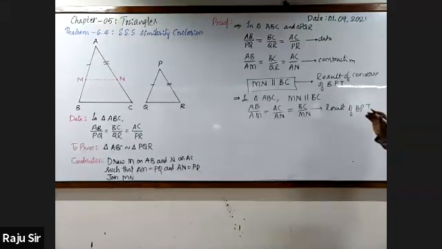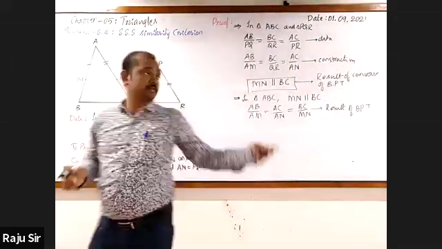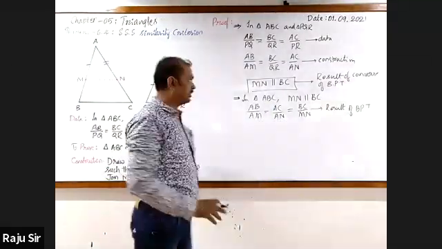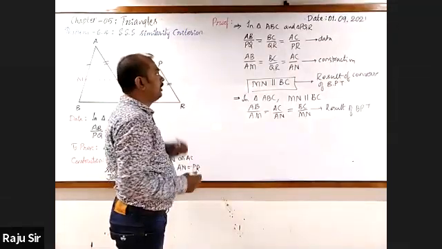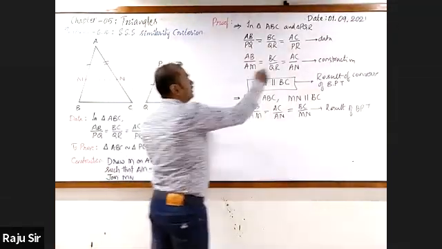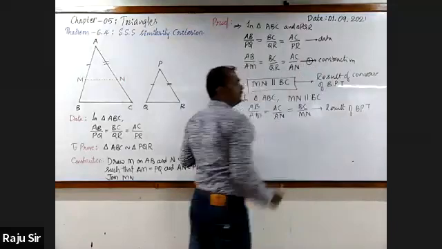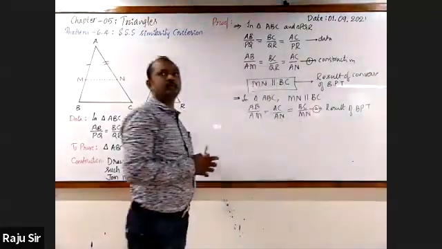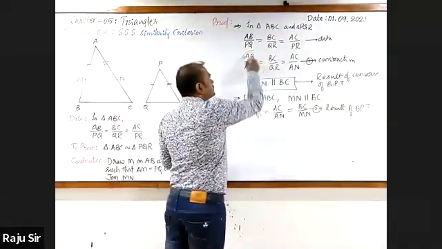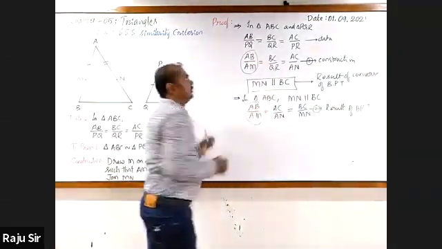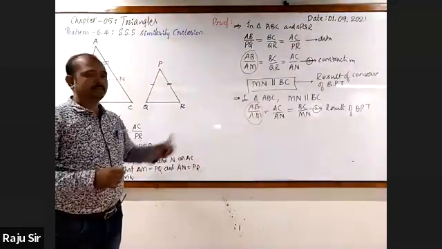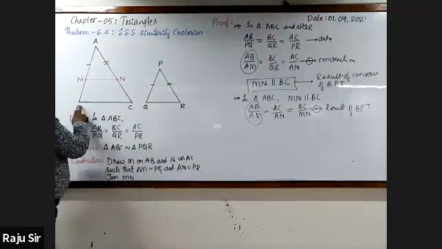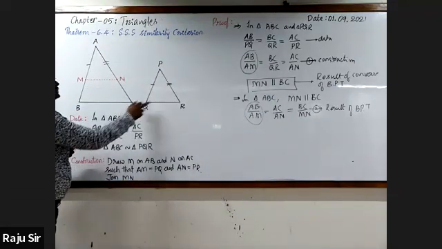In school, if it is taught, or if it is given as a corollary, you can also write it as corollary of BPT. Observe here. I'll take this statement as 1 and this statement as 2. In both the statements, you can observe we have AB by AM. We want MN equal to QR.